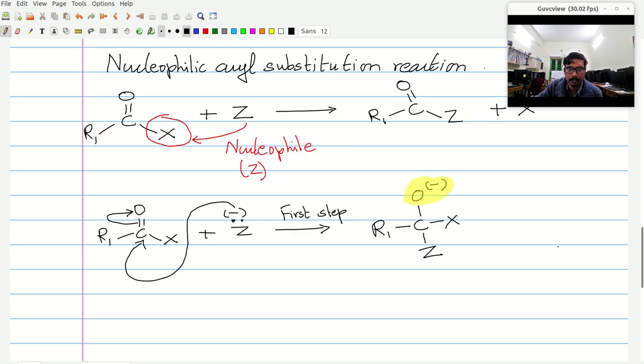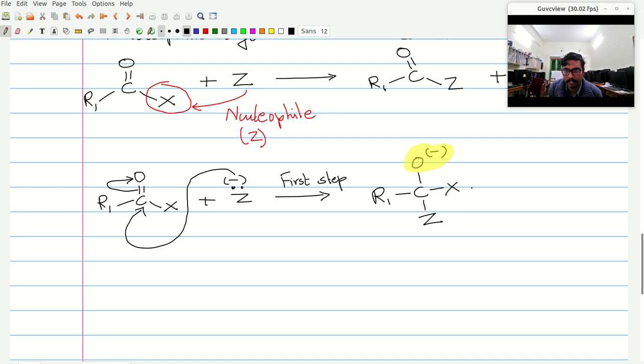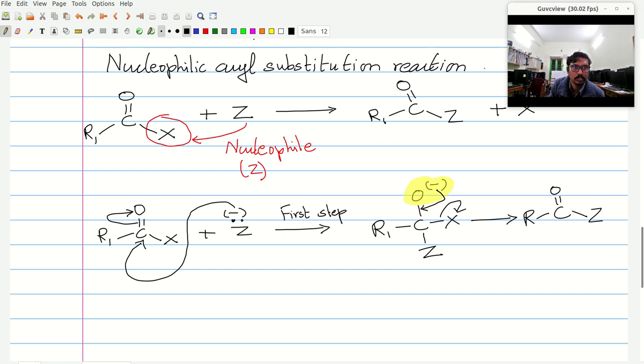And in the next step this tetrahedral intermediate breaks down, and the leaving group, which is X here, gets eliminated, giving rise to a new carbonyl compound where the X has been replaced by Z. So this is a typical nucleophilic acyl substitution reaction, and this is made possible because of a tetrahedral intermediate that is formed because of the ability of the carbonyl oxygen to bear the negative charge.